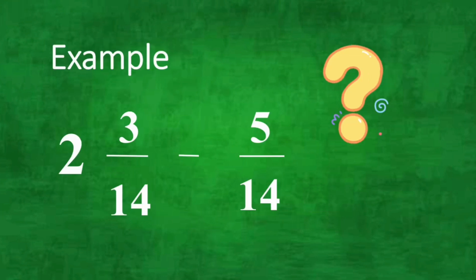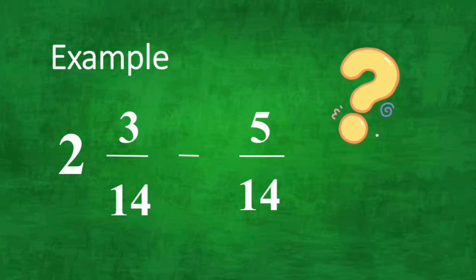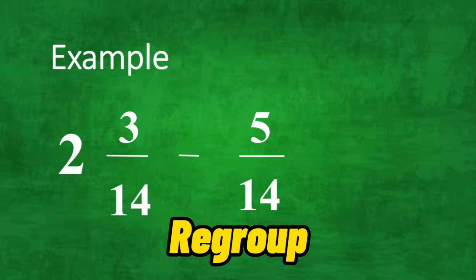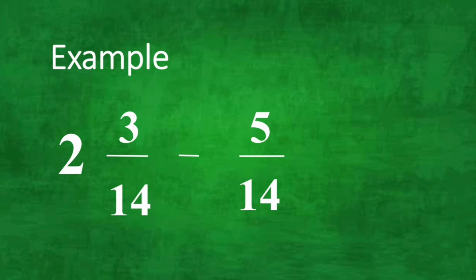What about in subtraction? Let us have 2 and 3 over 14 minus 5 over 14. As you notice, 3 over 14 is smaller than 5 over 14. Therefore, we cannot subtract 5 from 3. So we need to regroup 2 and 3 over 14. To regroup, let us borrow 1 from 2.